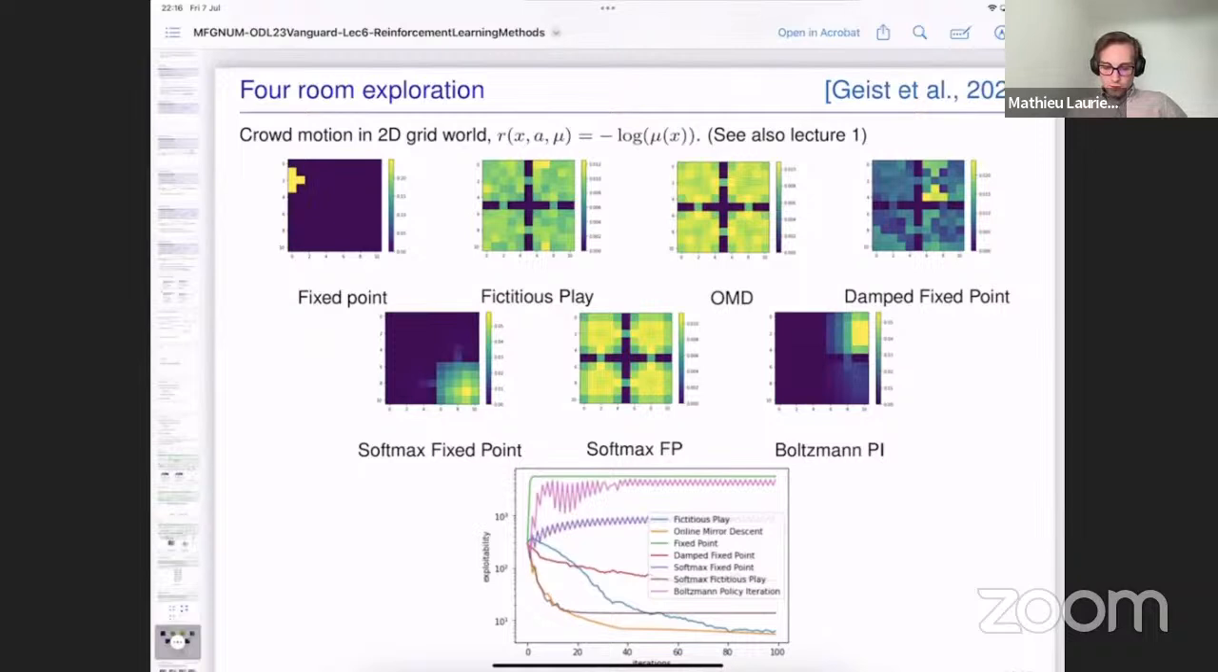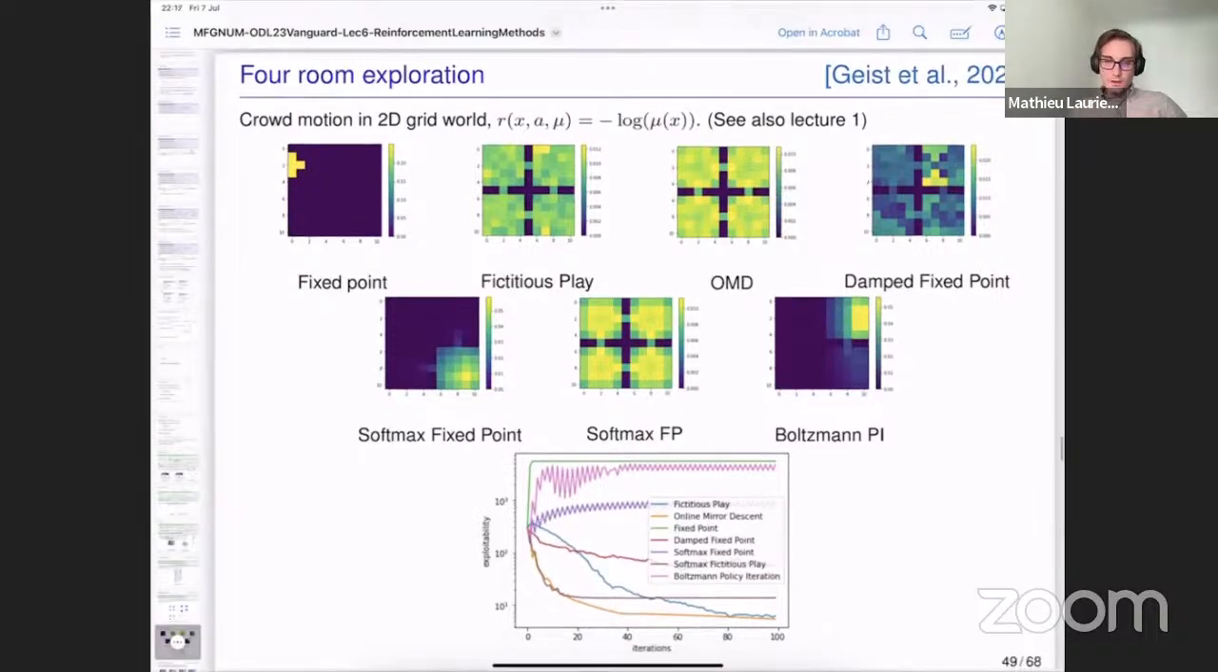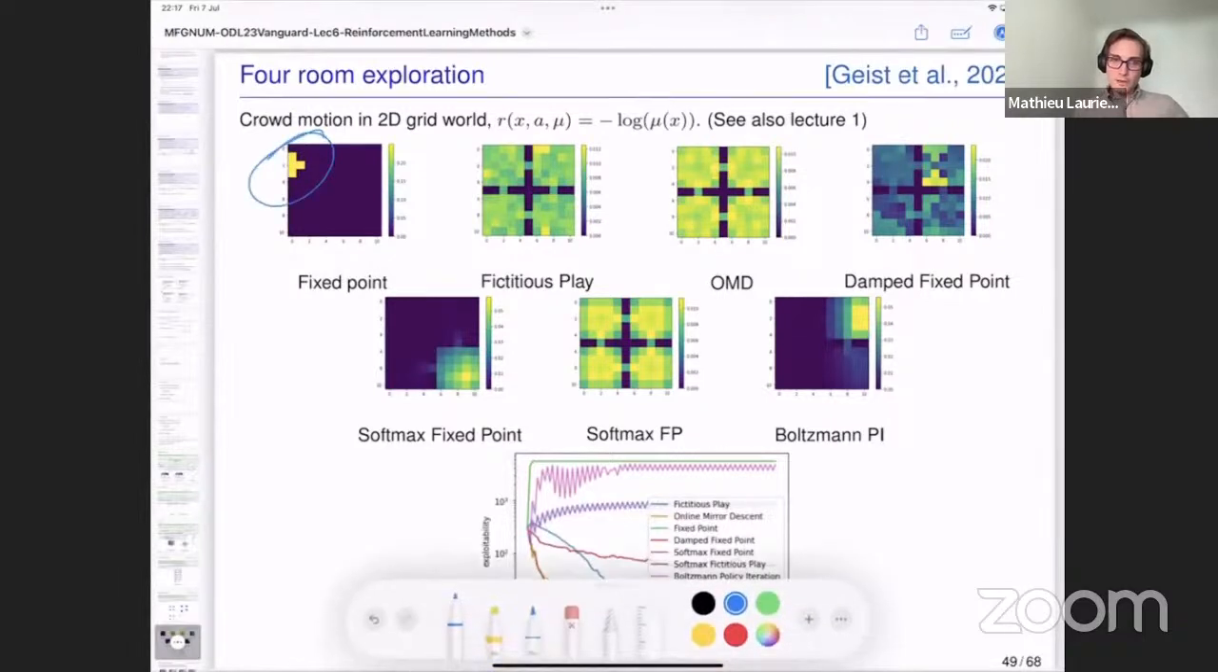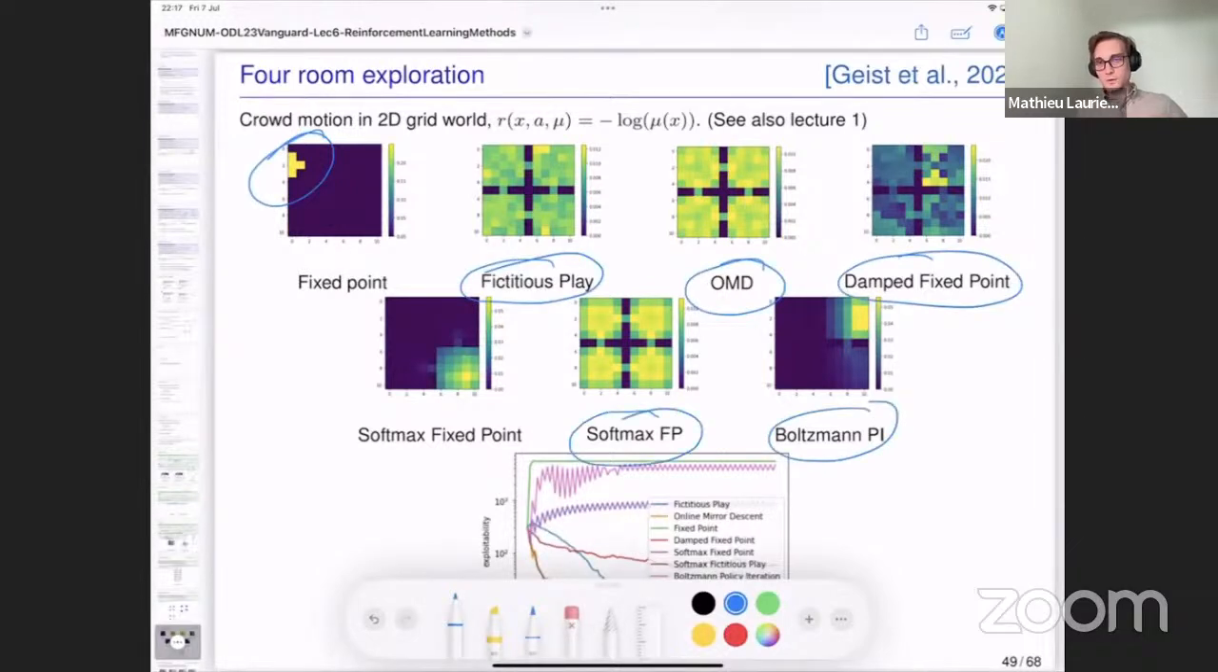Okay, so what you see here is a result for different algorithms. We tried a bunch of algorithms. Fixed point: you see that the terminal distribution is pretty bad, it doesn't work. Fictitious play: the distribution is pretty uniform. OMD, damped fixed point didn't work here. Policy iteration, fictitious play with a softmax policy, and fixed point with a softmax policy. So here, fictitious play and OMD seem to be the best.